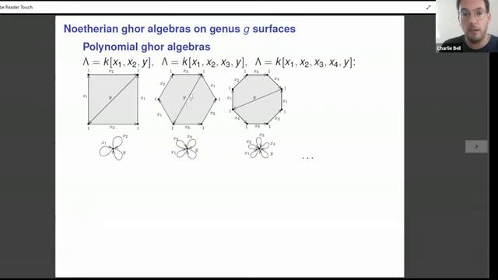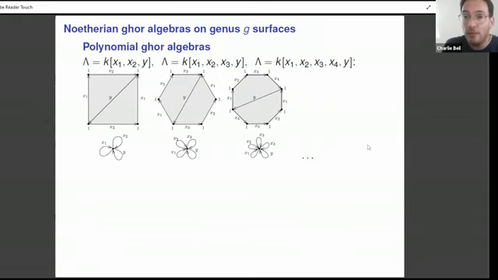Then we have these ones on higher genus surfaces. So this Gorenstein algebra is on a pinched torus and is a polynomial ring in 4 variables. Then we have the Gorenstein algebra on a genus 2 surface, and this one here is a polynomial ring in 5 variables, and so on. I should say the polygons all have an even number of sides, because we're identifying opposite sides. And these give us all of the polynomial rings, not just the 3 variable one, but all of them.